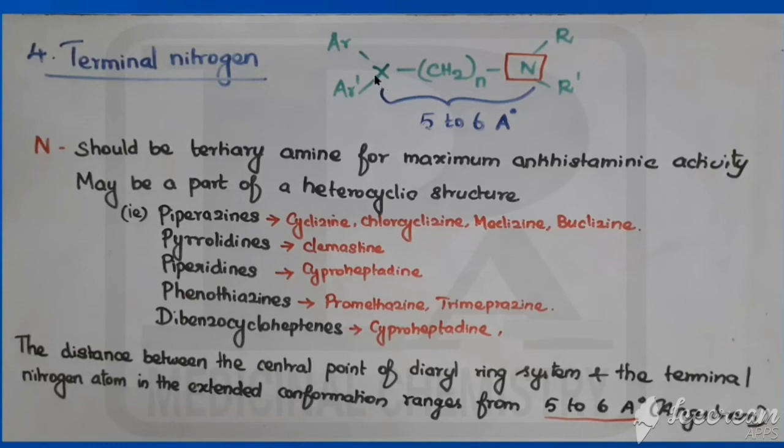And regarding the distance between the central point of the diaryl ring system, this would be the diaryl ring system and this would be the central point, the distance between the central point of the diaryl ring system and the terminal nitrogen should range from 5 to 6 angstrom. So that's all about the SAR of H1 antihistamines.